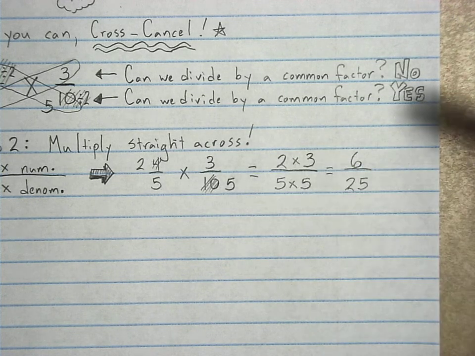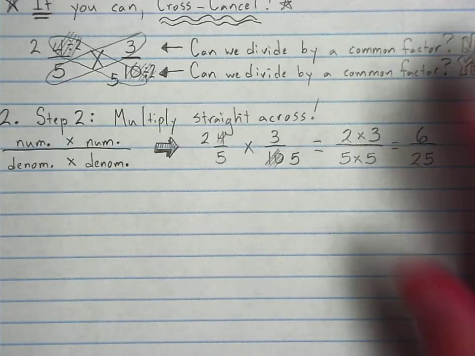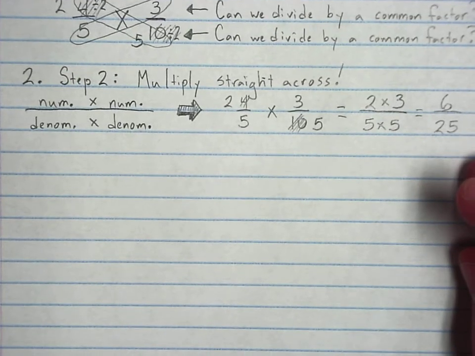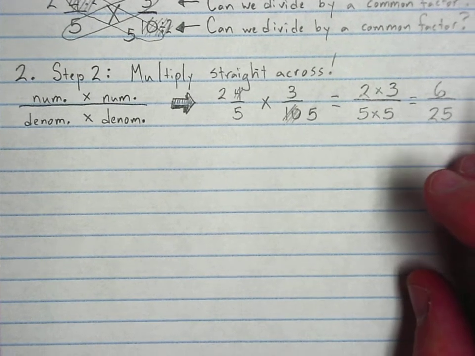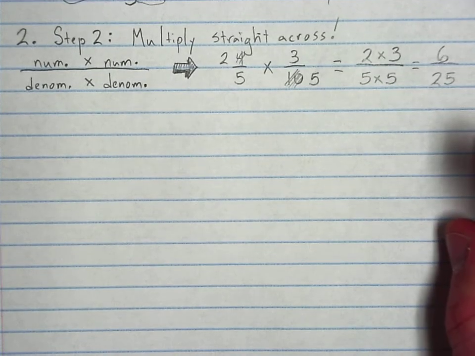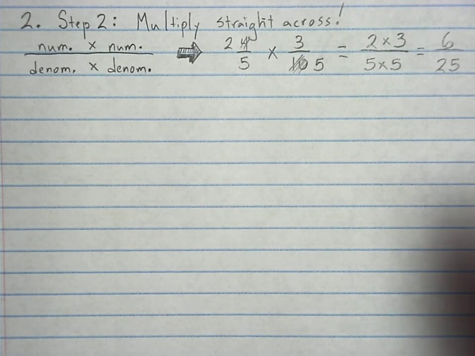Okay. Now if I had just avoided cross-canceling, 4 times 3 is 12, 5 times 10 is 50. I could have done 12/50ths and then simplified. But 12/50ths is kind of a weird-looking fraction. I don't know. Cross-canceling, simplifying while we work is usually easier.